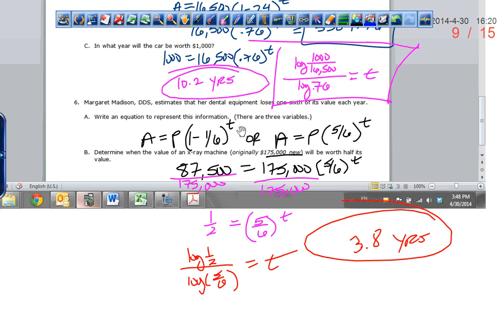It says it's depreciating by 1/6 of its value each time. 1 minus 1/6, that would be 5/6. When will it reach half for part B? Half of 175,000 is 87,500. So we divide, log both sides, we get 3.8 years.